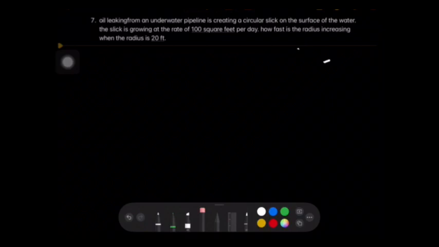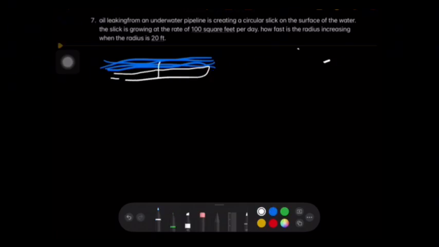In this problem, an oil leaking from an underwater pipeline is creating a circular leak on the surface of the water. The leak is growing at the rate of 100 square feet per day. How fast is the radius increasing when the radius is 20 feet? So in an underwater, oil is leaking, forming a circular leak. That is the representation of the problem.